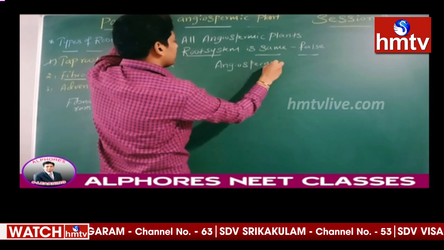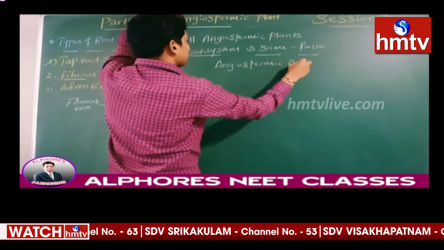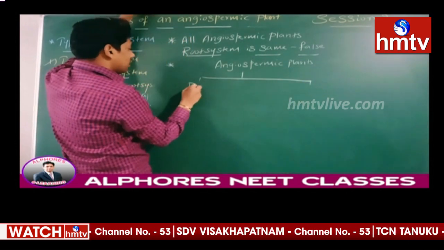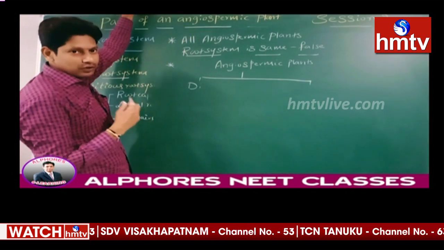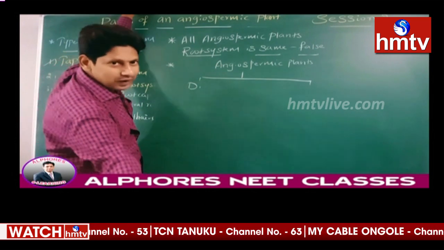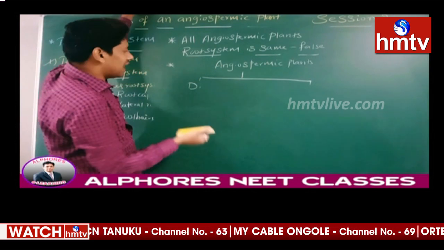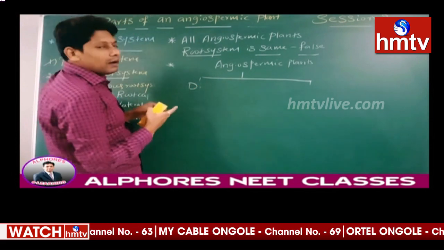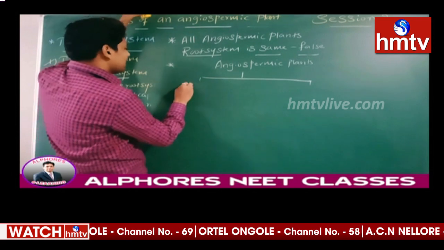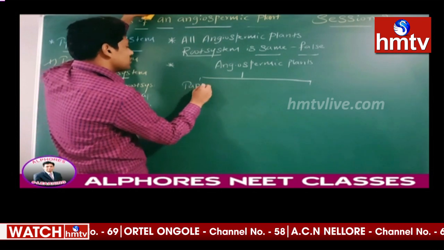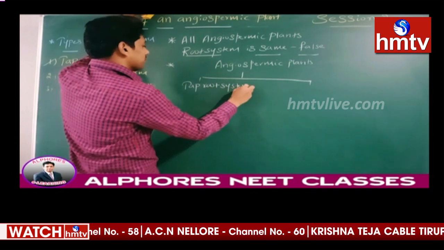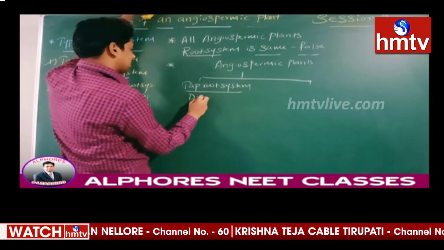Angiosperms include what and what? Dicots and monocots. Therefore, angiospermic plants include what and what? Dicots and monocots. Yes or no? Angiospermic plants with a taproot system are what? Dicots. Yes or no?